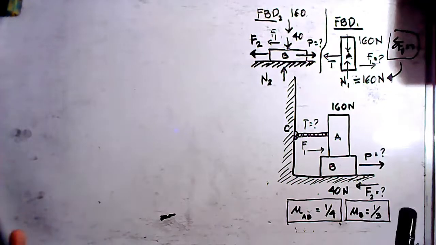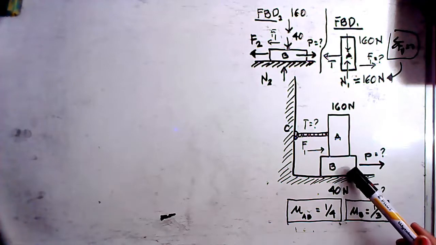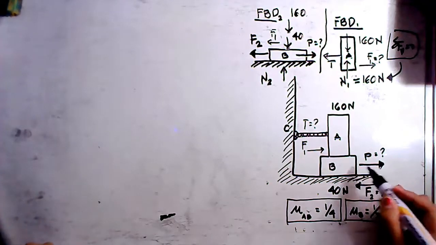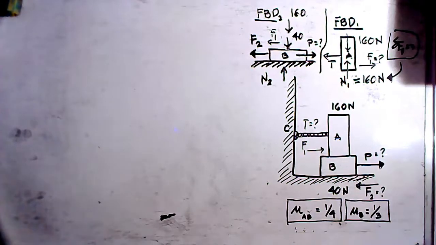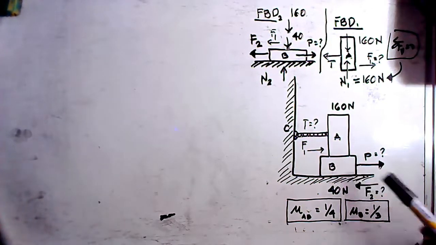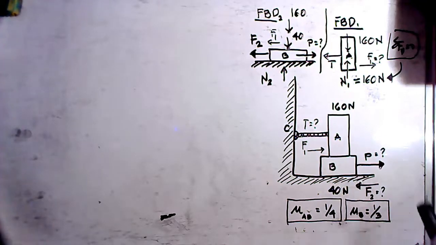The first question is, what is this horizontal force P, which is essential to move block B? So this force P is given the direction going to the right. And what we need to do is to determine the value of this particular horizontal force. That is the first question.